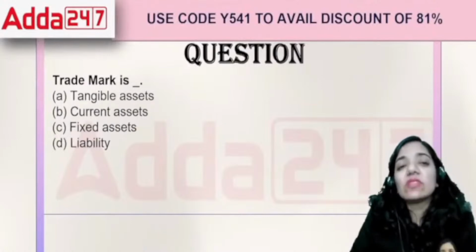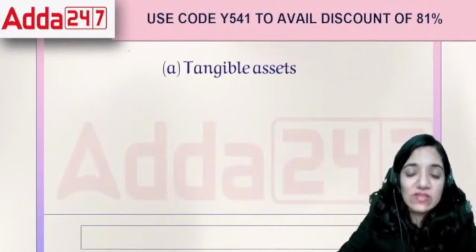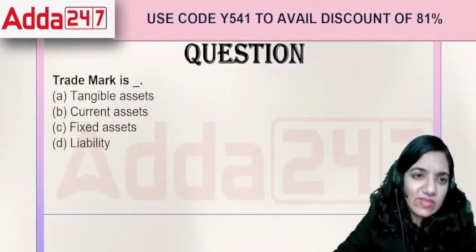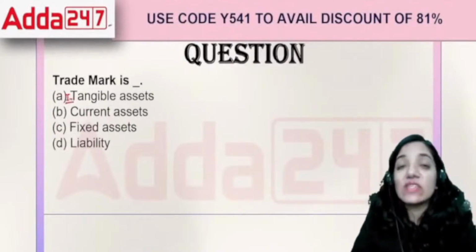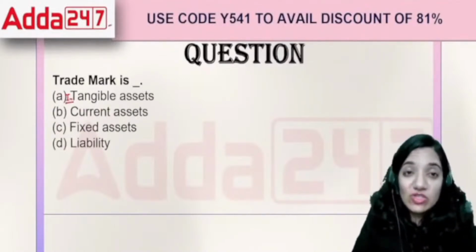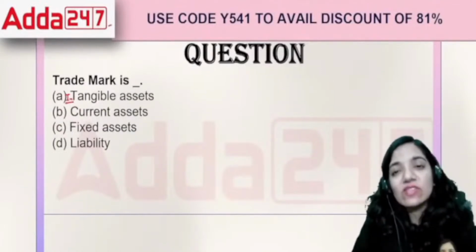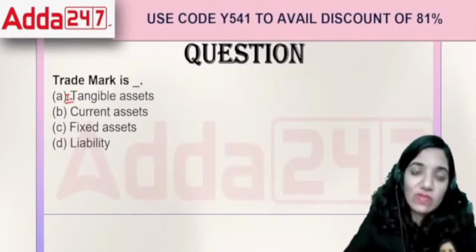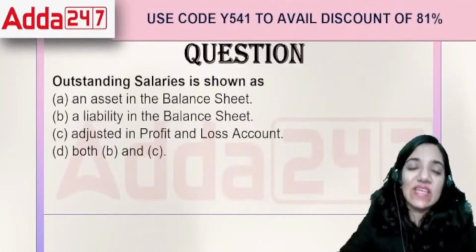If I talk about a trademark, it's actually an intangible asset. It cannot be touched. It is there only in terms of documentation. So if we have to define its value, it's given only in the documentation. So we'll call it an intangible asset. So the correct answer is intangible asset.